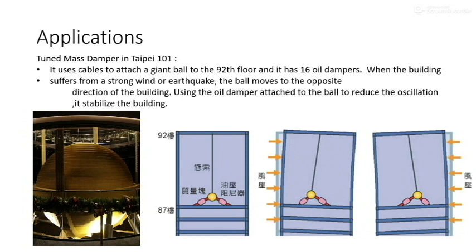building. If the building moves to the right, the ball moves to the left, relatively to the building. And because of the oil damper, the oscillation of the ball becomes less intense. Thus, we can stabilize the building and make the people there feel better, feel less unease.